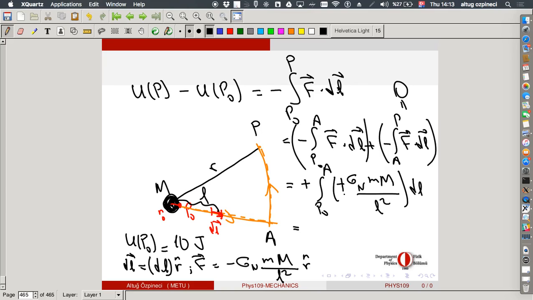So it's one, the radial segment, and the second segment is an arc on a circle whose center is at this large mass M. So what is this integral?